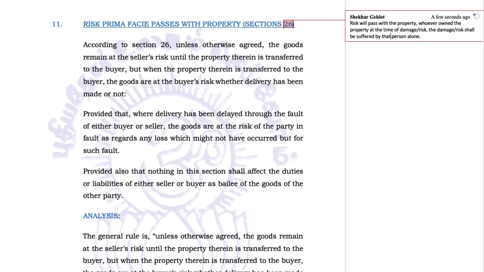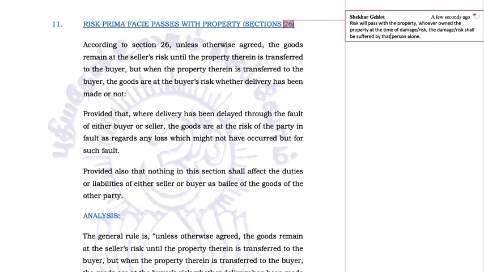But when, now, this is the crux. But when the property therein is transferred to the buyer, the goods are at the buyer's risk whether delivery has been made or not. Now, whether delivery has been made or not, the risk will lie with the buyer, and we have discussed it sufficiently in the previous chapters as well.